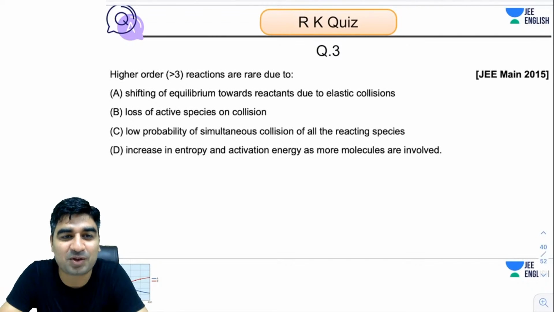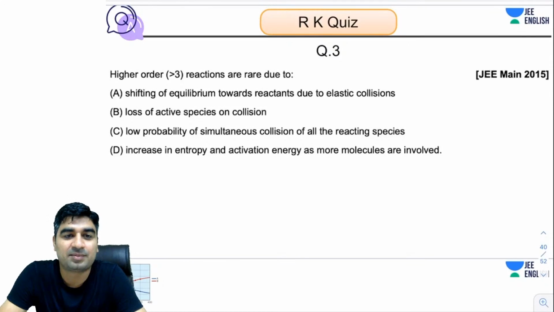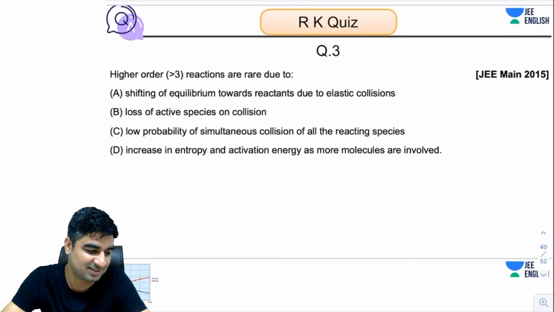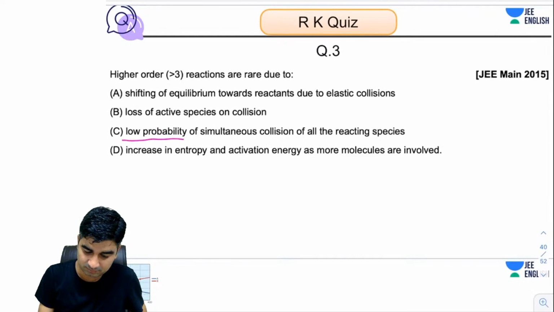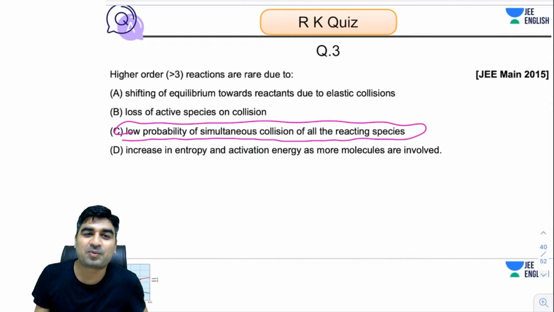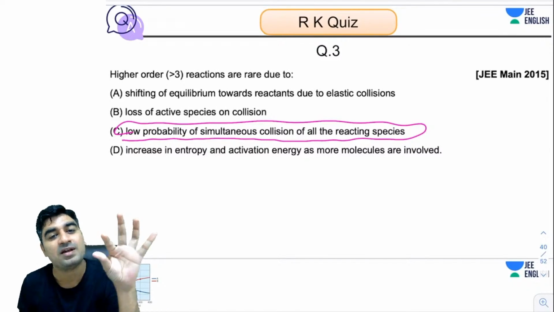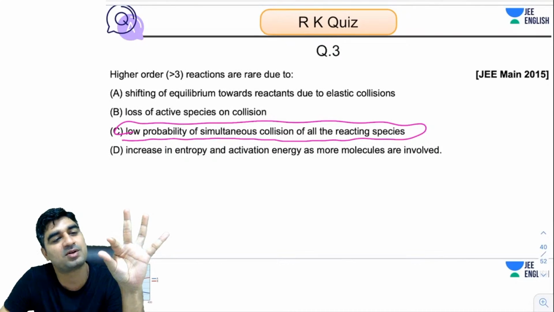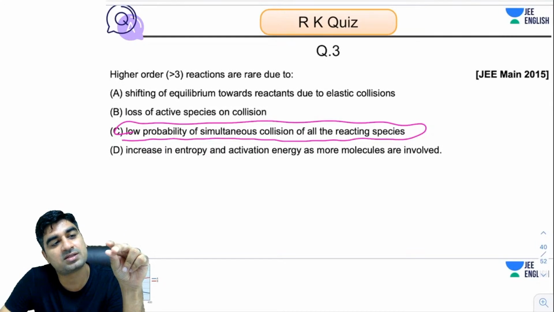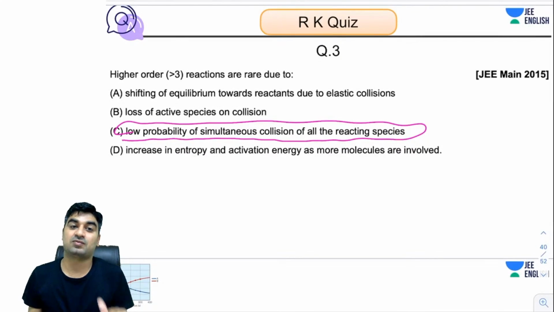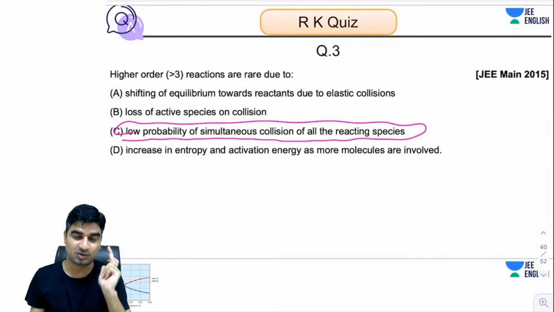Question number 3 on your screen. Solve it. Higher orders, meaning order greater than 3, are rare. Why are these rare? This point was also discussed in today's class. Yes, tell me. Pawan says C. Because of low probability: if the number of molecules or reacting species is very high, then the chances of collision will be very low. I told you, if collision of two objects is taking place, it will always be simultaneous. But simultaneous collision of three is very difficult. When these two are going to collide at the same moment, this third one should collide. That's difficult. That's why the probability of simultaneous collision for three and more becomes very low. So you got the right answer.